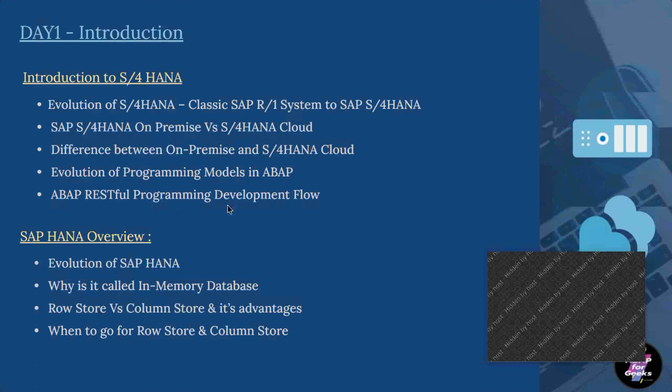We haven't discussed the ABAP RESTful programming development flow. This is the main intention of this course. Just by looking at this diagram, you will see the entire objects and concepts that we are going to discuss as part of this course. And we have seen the SAP HANA overview. Why did we see the SAP HANA overview? Because ultimately we are developing apps on top of it. That is the tech we need to understand basically, right?